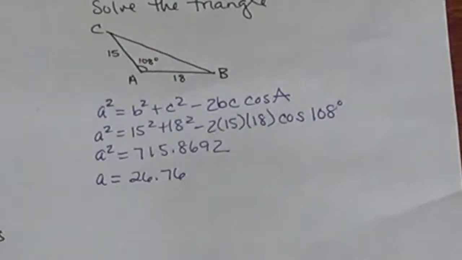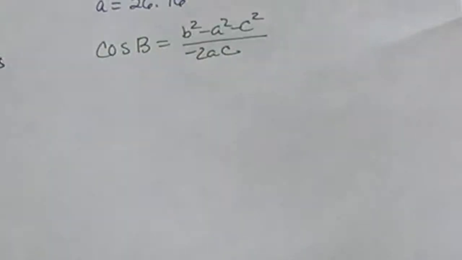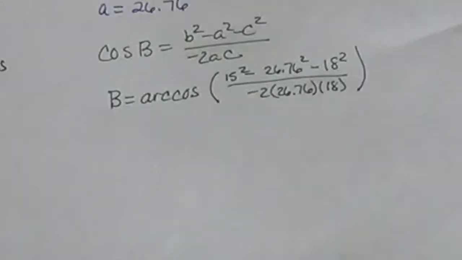Okay. To get angle B, we can again use the law of cosines, except now we're going to use the second form, which is using the cosine of B. And we're just going to rewrite it. So instead of solving for B squared, we're going to solve for the cosine of B. So solving for cosine of B, we get this equation. Now we can plug in our values and take the arc cosine. Again, you'll need to evaluate this with a calculator.